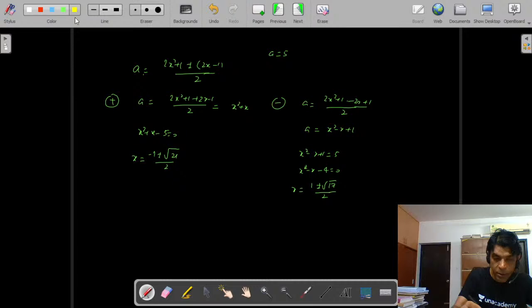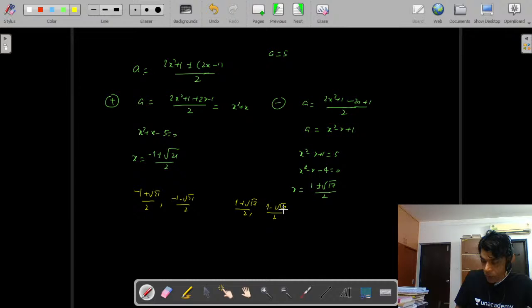So I'll get here now −1. I am getting (−1 + √21)/2, and I'm getting (−1 − √21)/2, and here (1 + √17)/2 and (1 − √17)/2. It has got some kind of intricacy now.